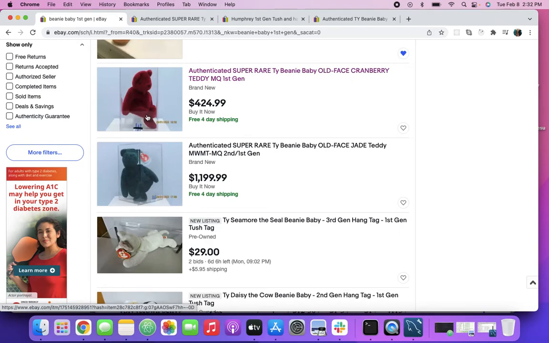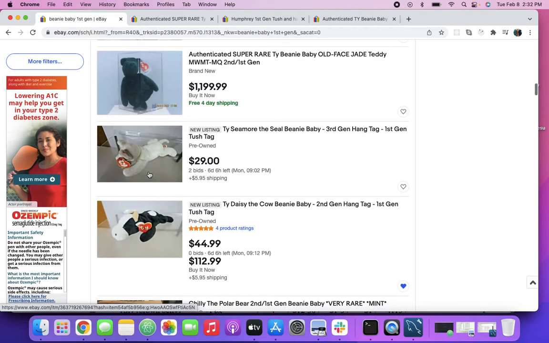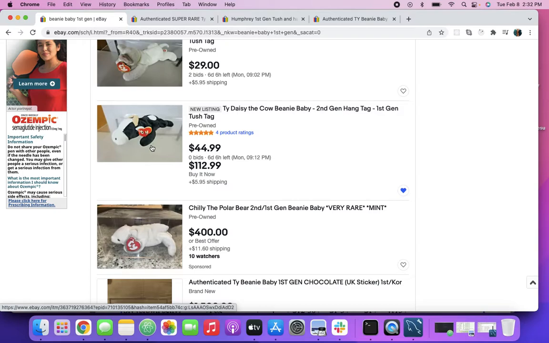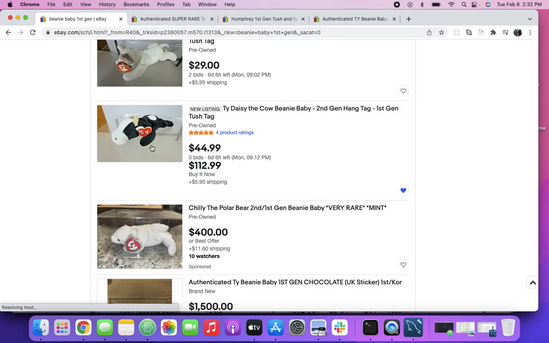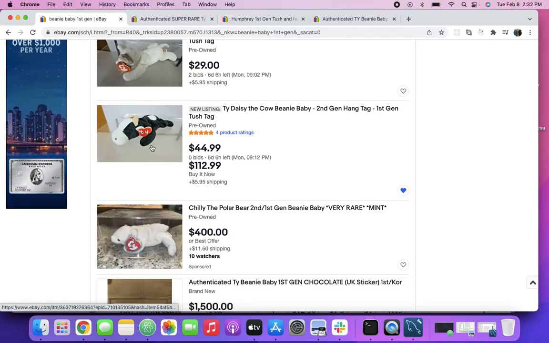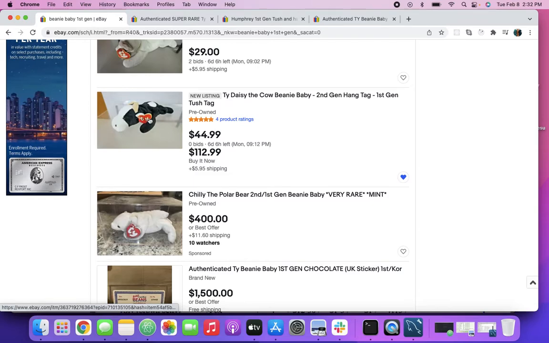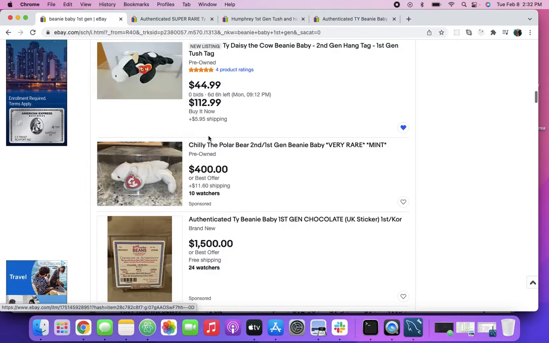Right, an old face cranberry Teddy. And this is a second gen mint, they're saying. This should be anywhere, I would say, probably in like the 400 to 600 range, maybe more for a second gen. Let's see what else we got here. You got Daisy, which was a common beanie, but a second gen is rare. Looks non-mint, so anywhere over 75, 75 to 100.